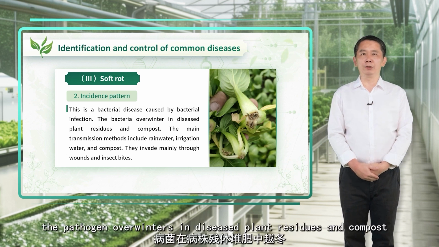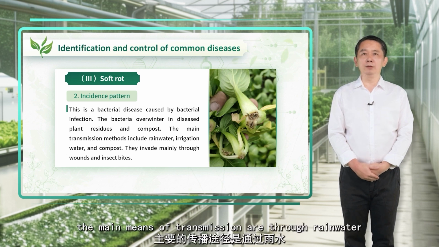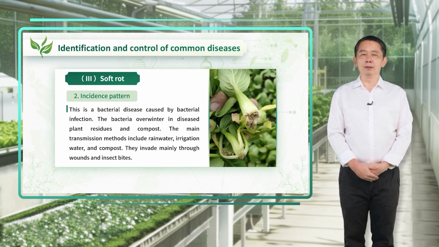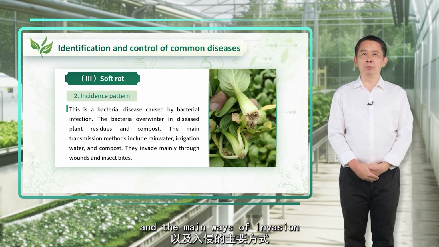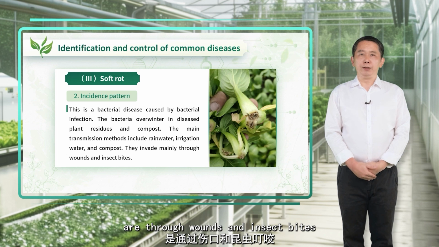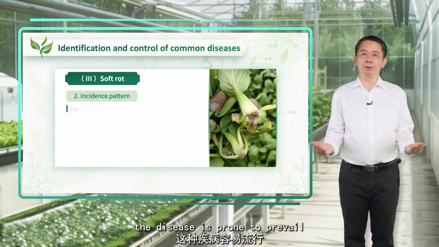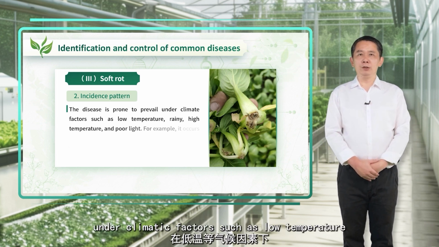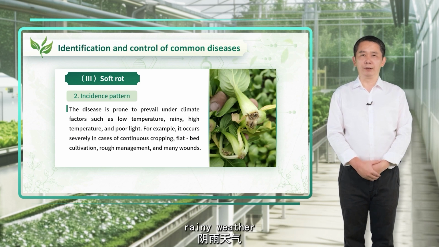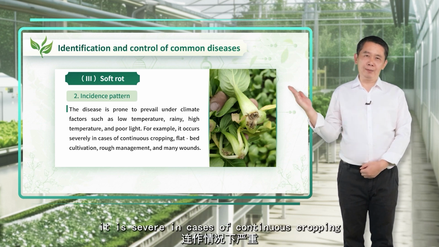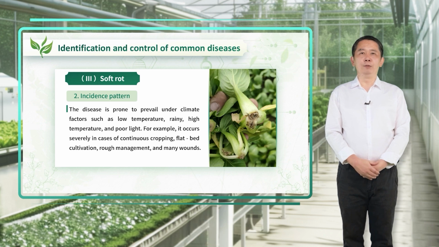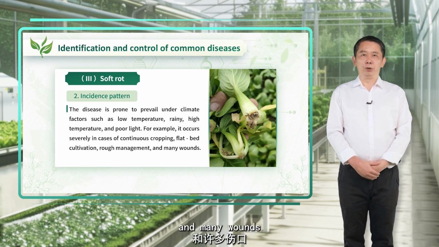The pathogen overwinters in diseased plant residues and compost. The main means of transmission are through rainwater, irrigation water, compost, etc. And the main ways of invasion are through wounds and insect bites. The disease is prone to prevail under climatic factors such as low temperature, rainy weather, high temperature, and poor light. For example, it is severe in cases of continuous cropping, flat bed cultivation, rough management, and many wounds.